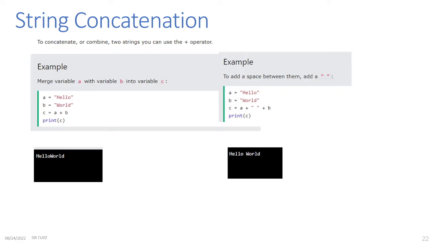Concatenate strings. String concatenation. To concatenate or combine two strings, you can use the plus operator. So to merge a with b into c, for example, a equals hello, b equals world, c is equal to a plus b. So print c, this will combine hello world. To add a space between them, you have a equals hello, b equals world, so c equals a plus a constant string space plus b. So we print c, that should print hello world.